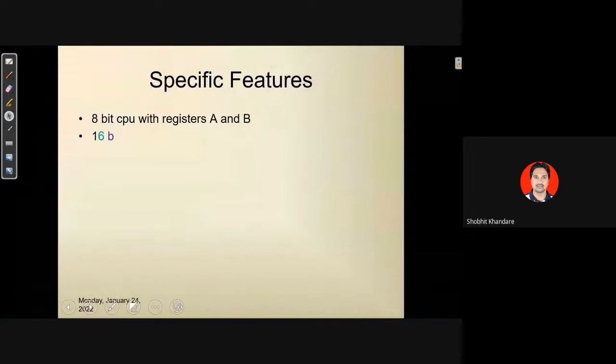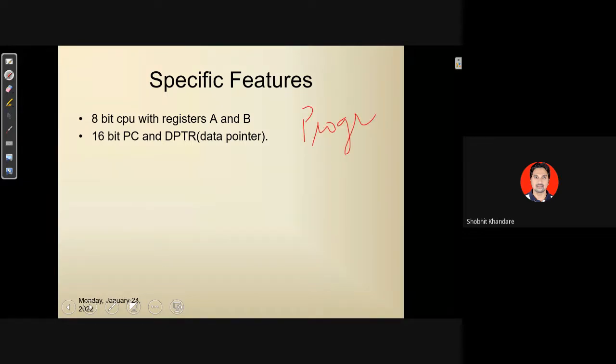Now the next feature. See the next feature. It is a 16-bit PC and DPTR, data pointer. Now this is an important feature. It has a 16-bit PC. PC stands for program counter.